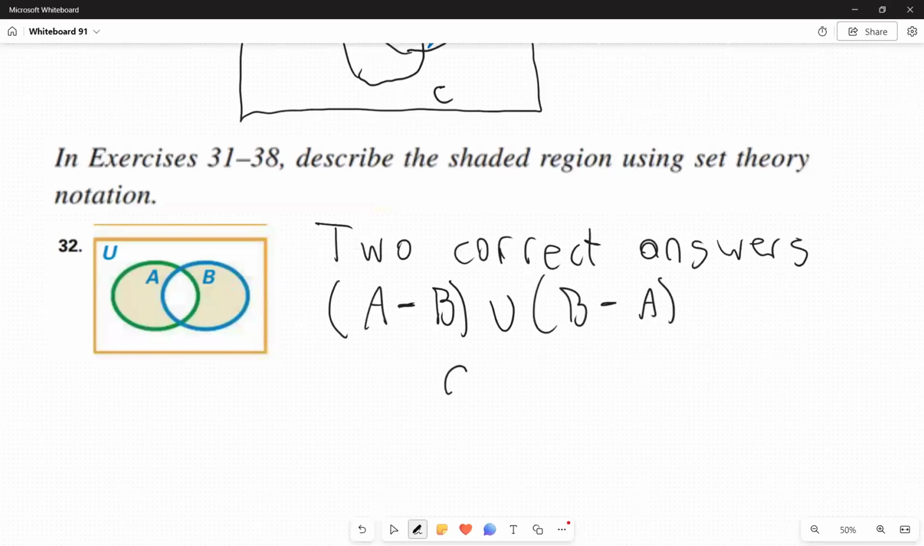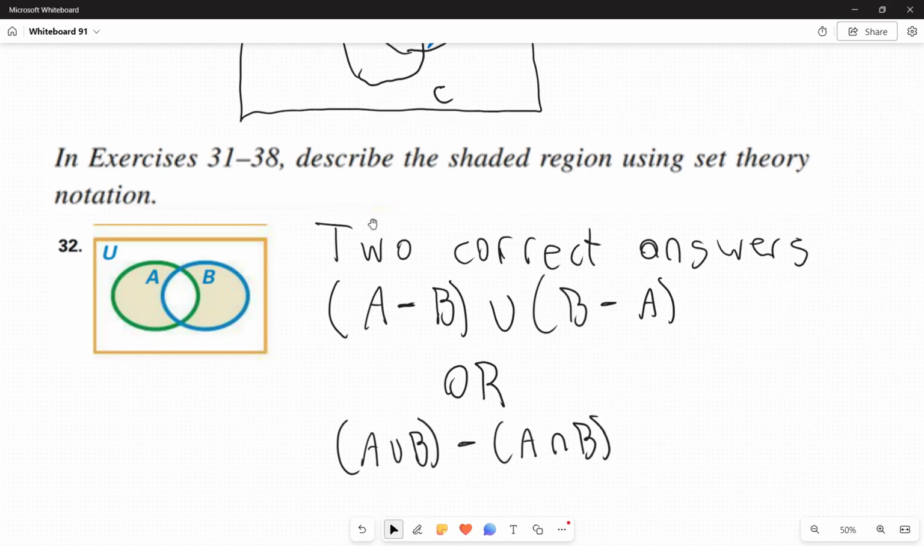So that's one answer. Or the other answer that is correct, we have the union, but we are removing the overlapping region. That is, we are removing the intersection. So another way to see it is that this is A union B minus A intersection B. So both answers are correct. And I'll do one example with counting the elements of a set.